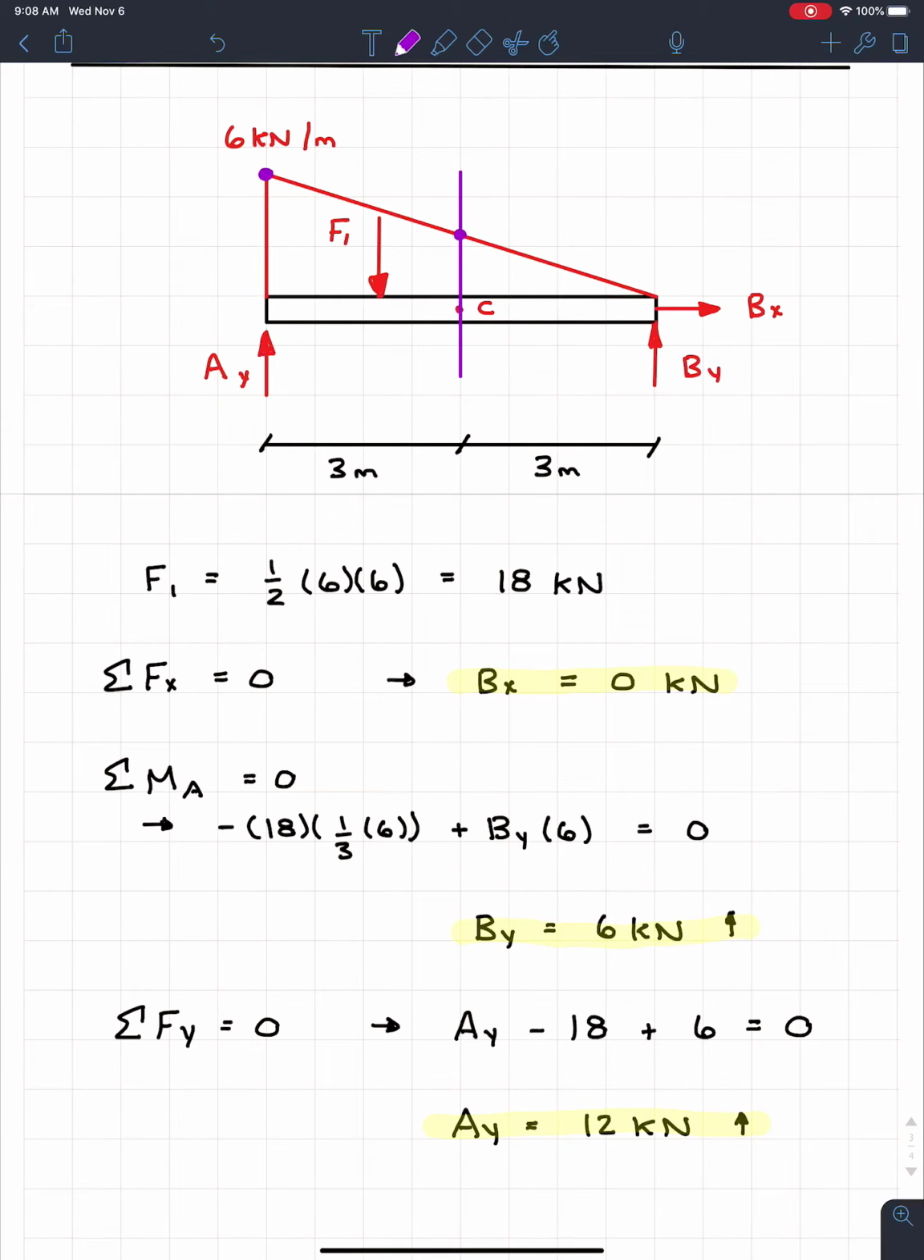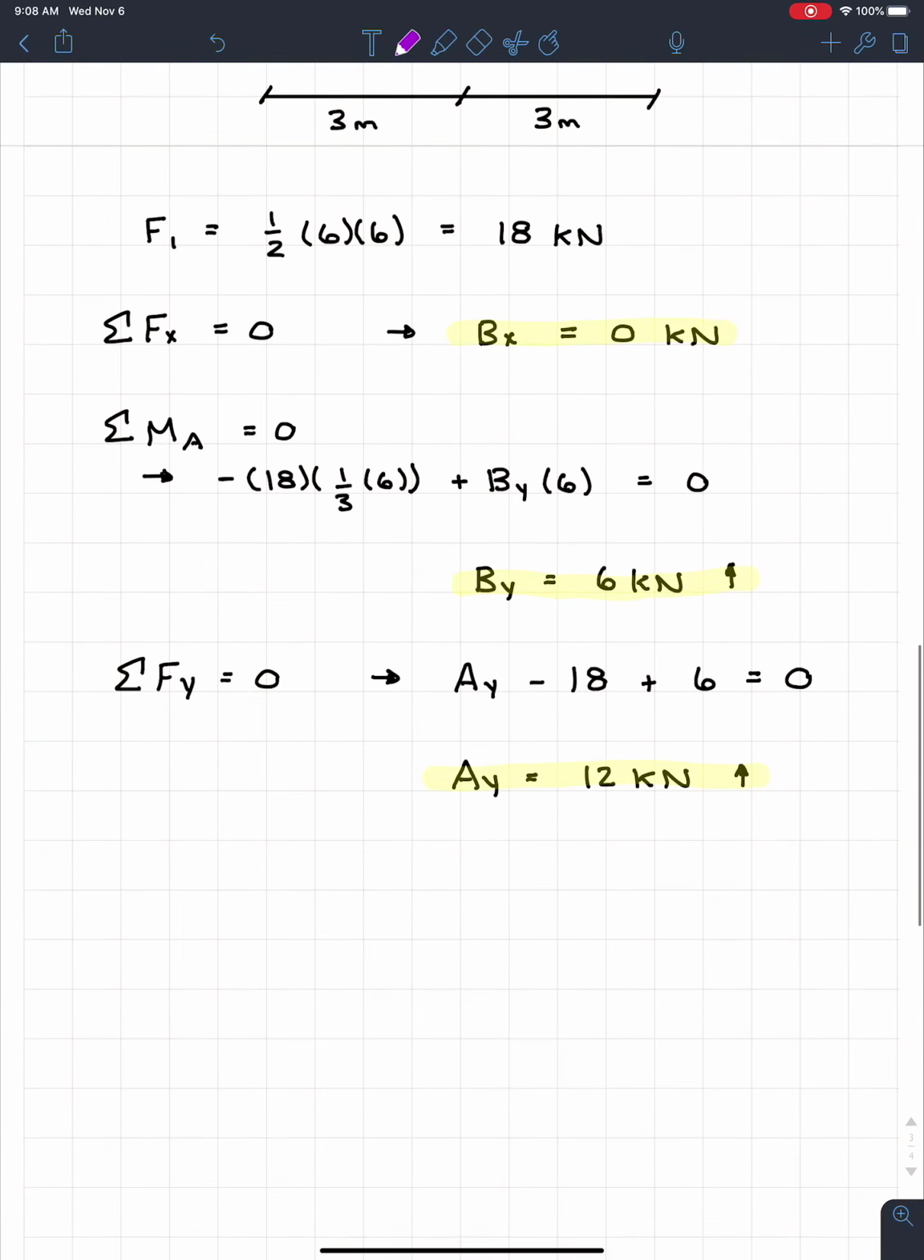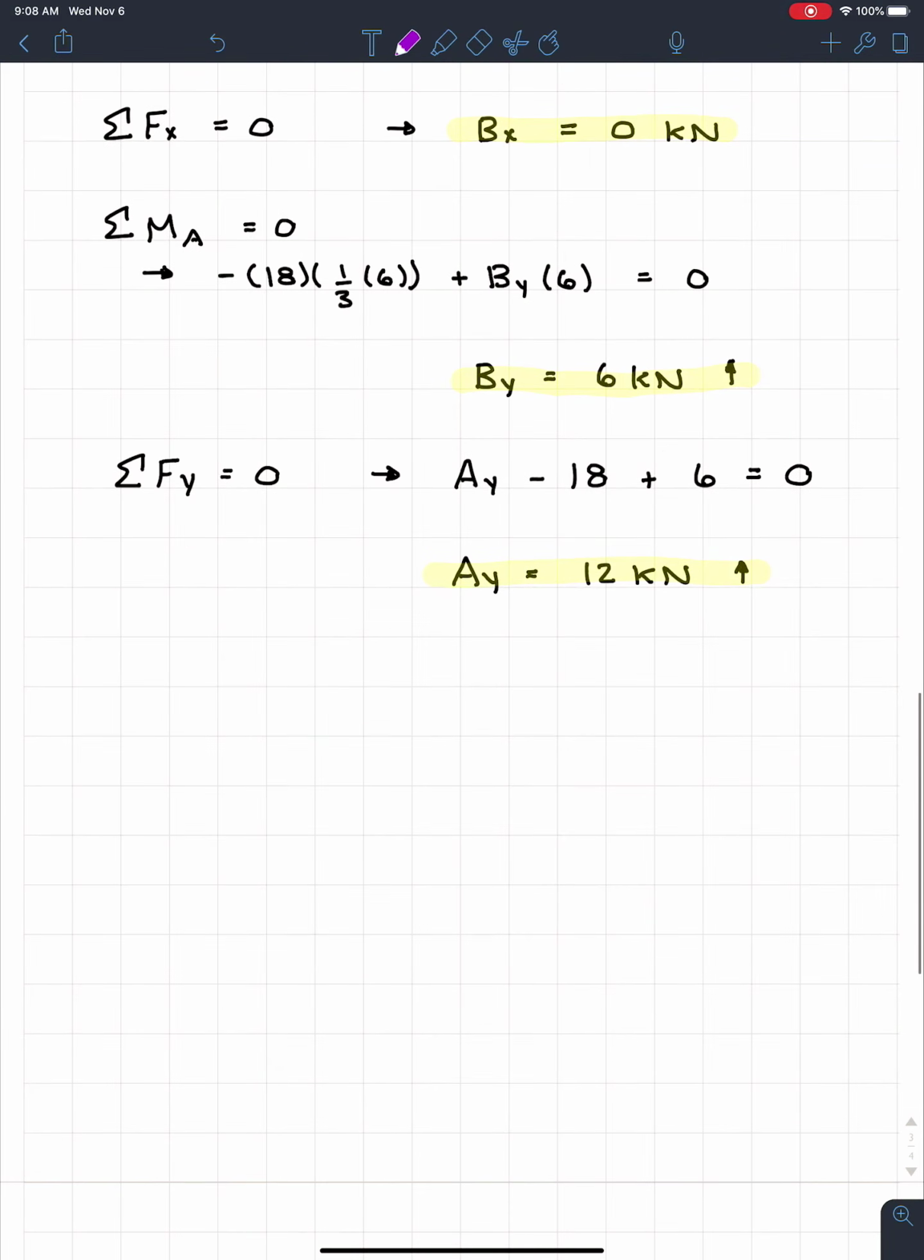If we analyze the right side, we still have to deal with that unknown, but instead of 6 kilonewtons per meter, we have 0. And 0 is always better than something that's not 0. So it's always better to pick the side with 0. So for this, you're going to have to say very specifically, cut the beam at C.